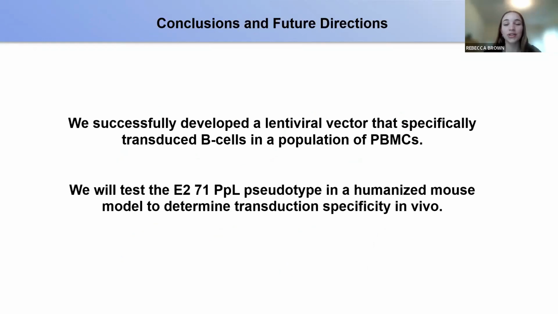So in conclusion, we successfully developed a lentiviral vector that specifically targeted B cells within the population of PBMCs. For the future directions, we want to test this E271 PPL pseudotype lentiviral vector in a humanized mouse model to see if B cells can be specifically transduced in vivo.